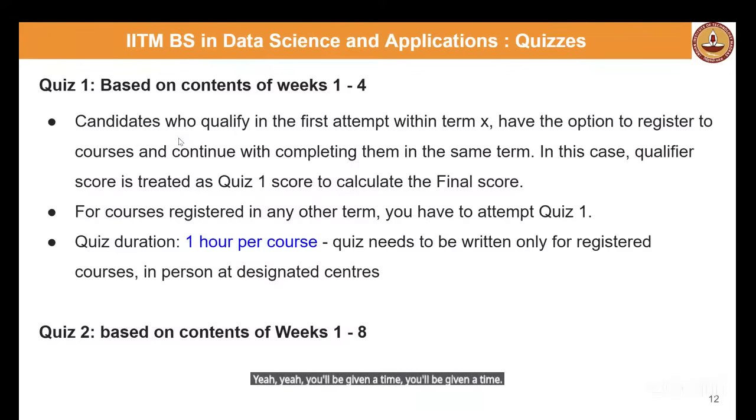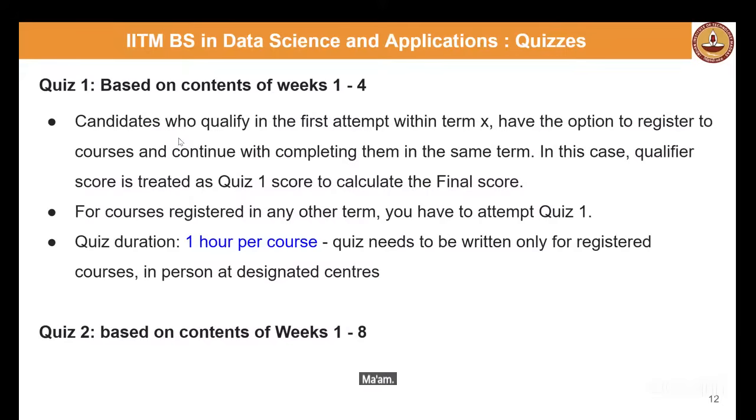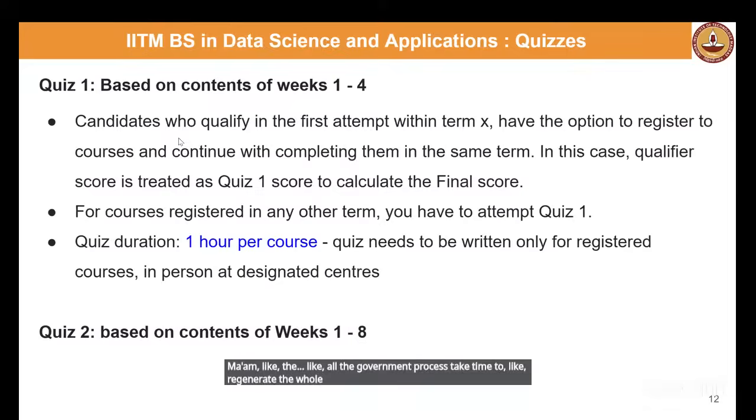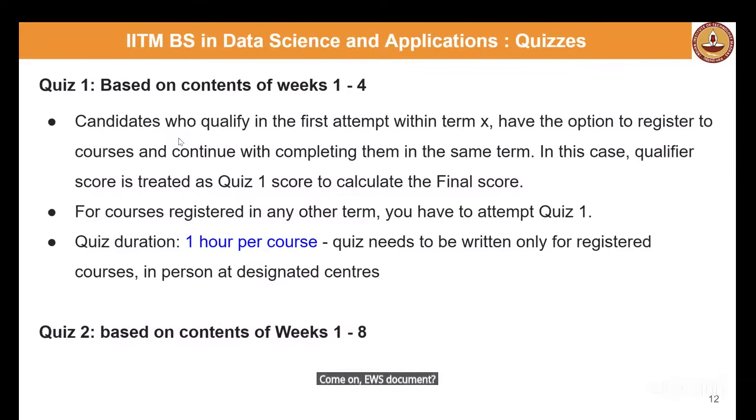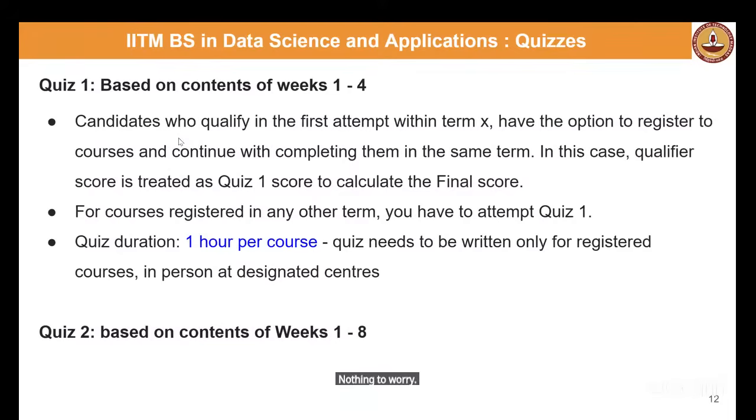But yes, since you are aware now itself that your document is expired, why don't you keep it generated and in hand? Ma'am, all government processes take time to regenerate the whole document, and the EWS deadline is very close. I know, but EWS document regeneration is going to take a max of 1 week or so, now that we have everything on an online platform. Nothing to worry. Oh, okay, ma'am. So the window is going to open and I can resubmit the document, right, ma'am? Yes, yeah.